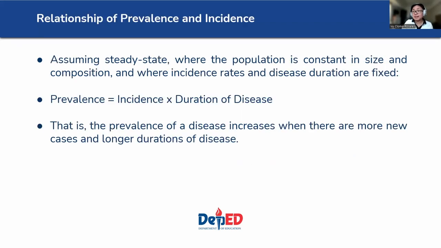Now, prevalence and incidence are related. So what is the relationship? Assuming what we call steady state, wherein the population is constant in size and composition, and the incidence rates and disease duration are fixed, prevalence is approximately equal to incidence times duration of disease. What does this mean? It means that the prevalence of a disease increases when there are more new cases and when that disease takes longer. So that's the relationship of prevalence and incidence.